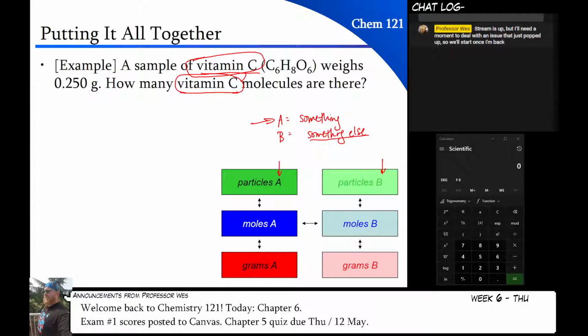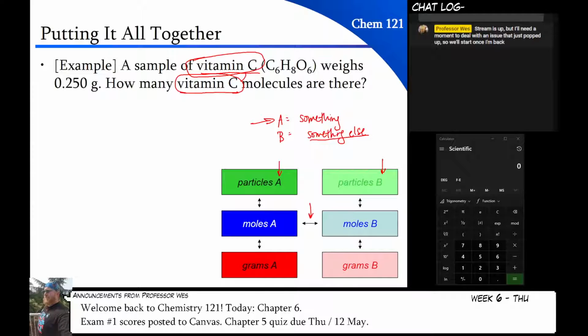Now, if I said I had given you a sample of vitamin C weighing 0.250 grams, how many carbon atoms are there? Carbon is not vitamin C. It's just something else, right? So then we would do this conversion to go from moles of A to moles of B. So hopefully that all rings a bell from Tuesday's lecture.